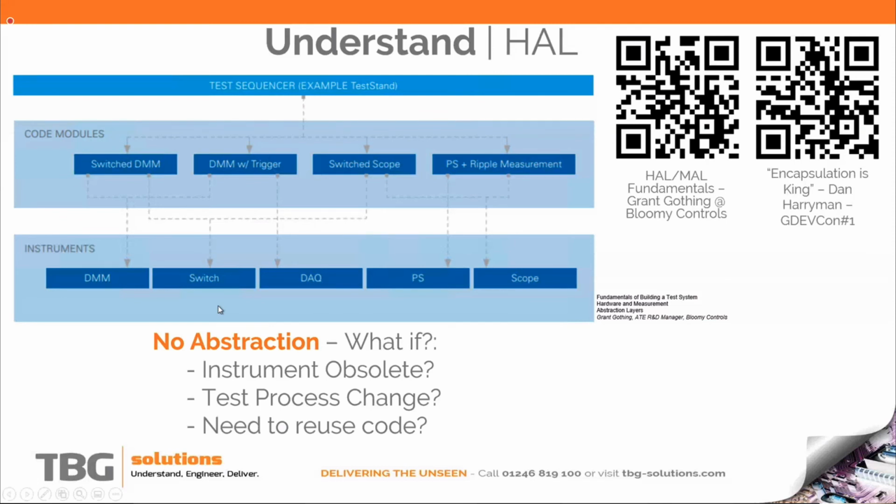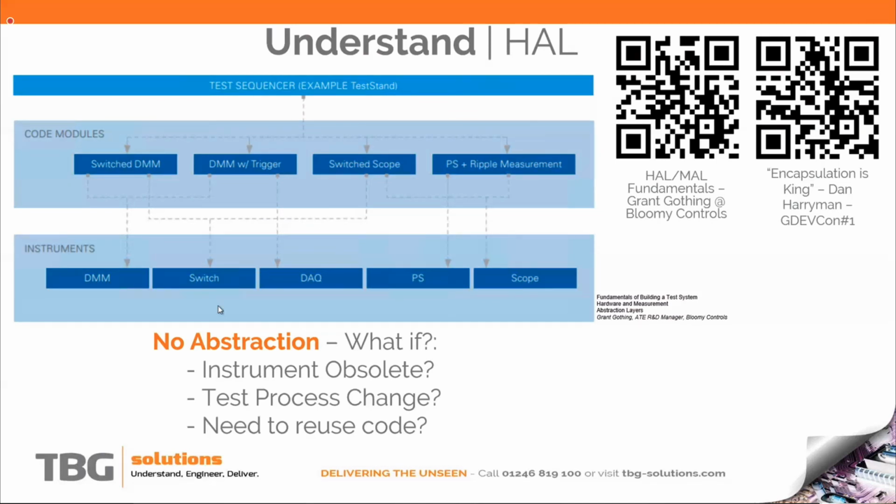So the example that you got there is what if we've not got any kind of abstraction. So we've got a test sequencer that calls some code modules that calls some instruments. Going back to the adage of the everything all in one bad VI, the spaghetti code example, where this code needs this code to run, and if it breaks, it breaks. You've got a number of things to think about.